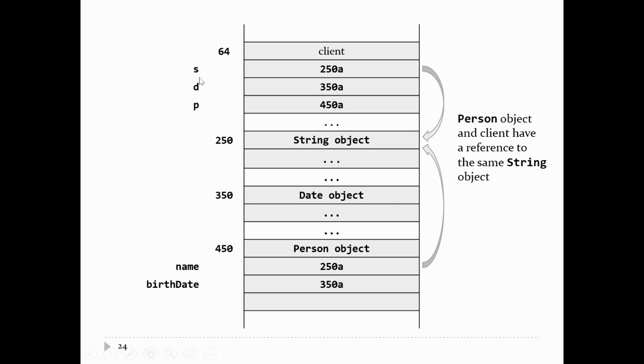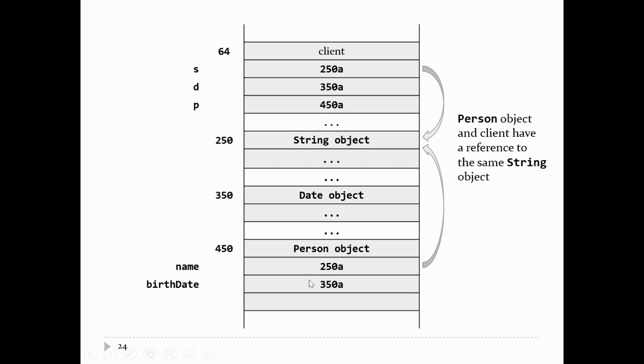So what is S? S is the string object that lives at address 250. So if we go to address 250, there's our string object. D is the date object that lives at address 350. So we go to address 350, and there's our date object. P is the person object at address 450. So there's our person object.